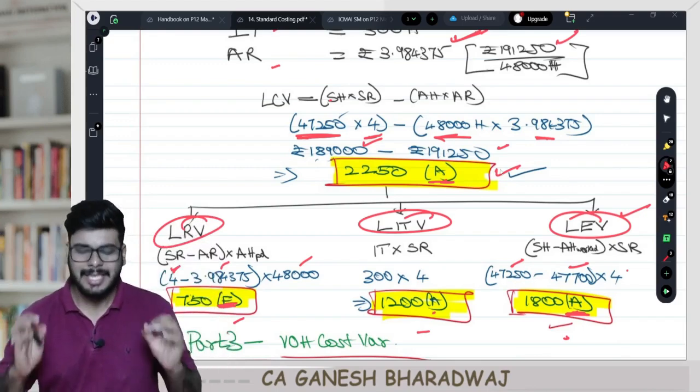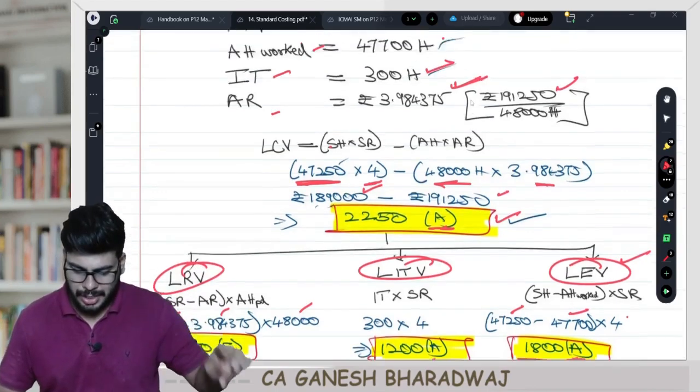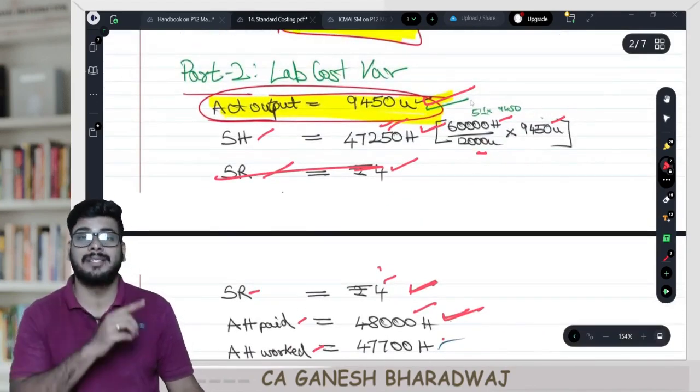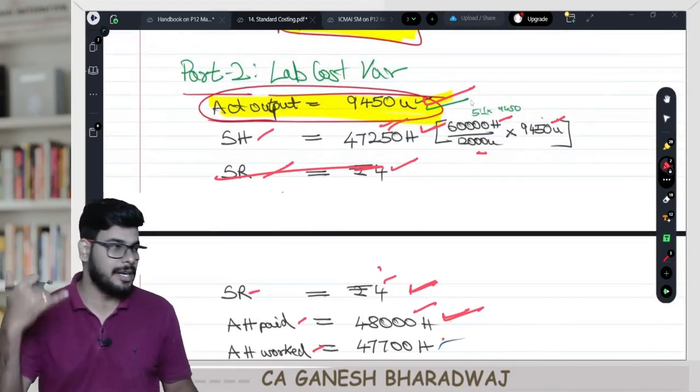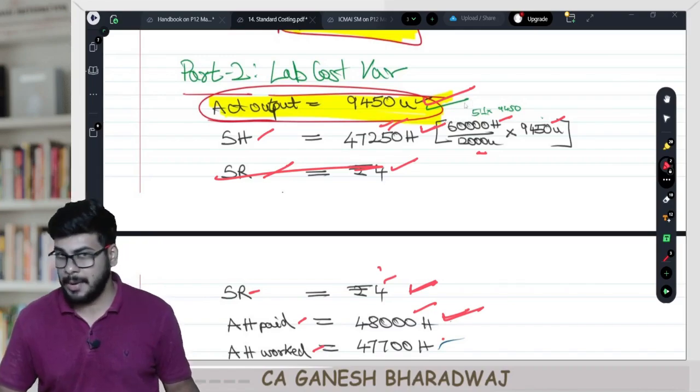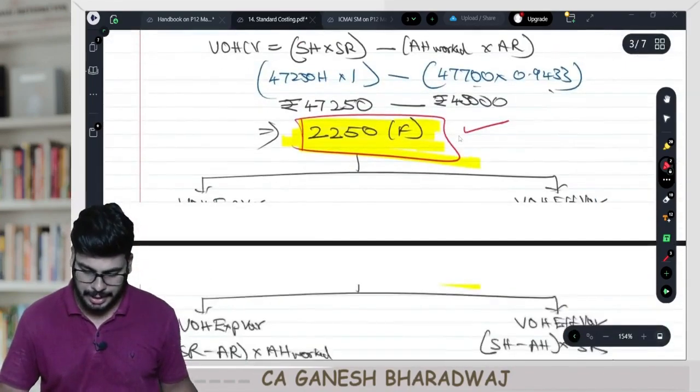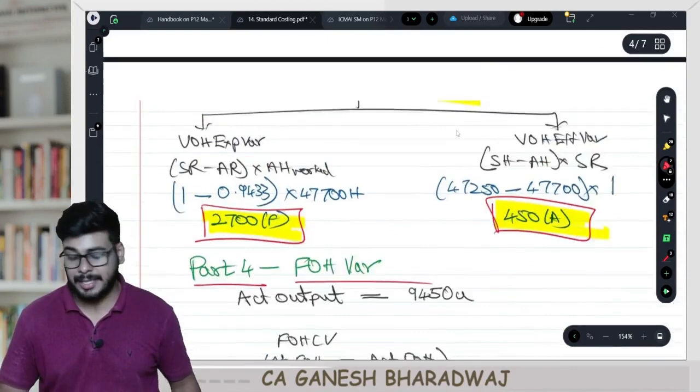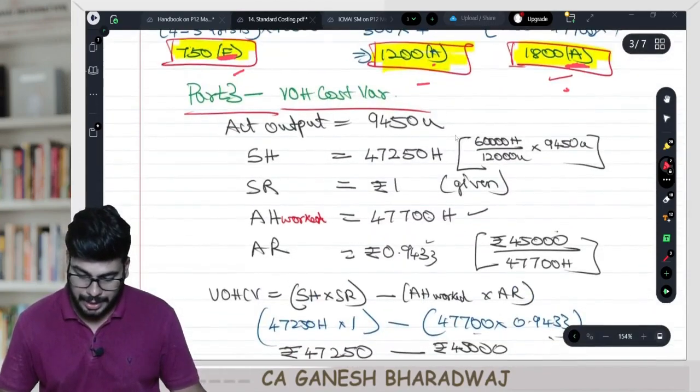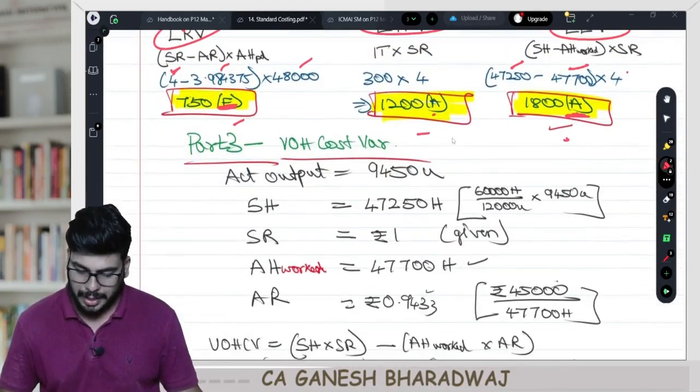Clear with this, guys? That is all about it. It is just a matter of arriving at the ingredients. Once you get the ingredients, it is just a plug and play model. Clear with this, guys? Yes, that's about the sum. Fine, that's about this particular part of the question. Next one, variable overhead cost variances.